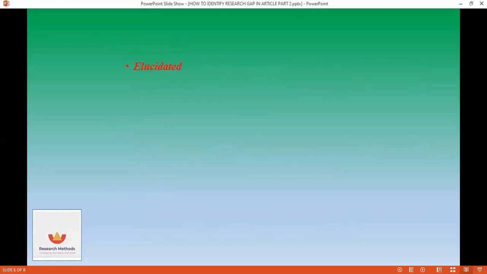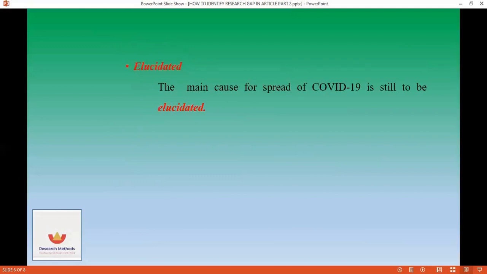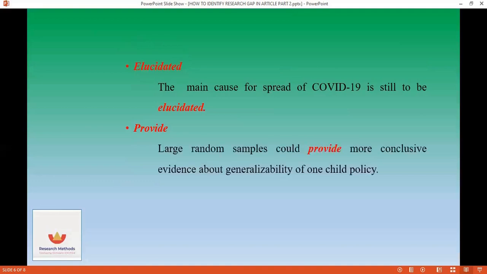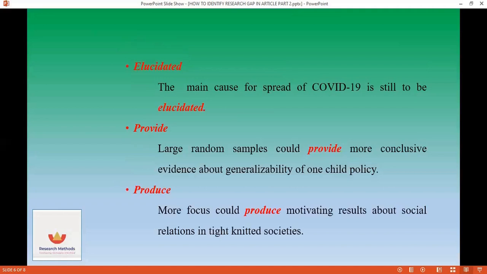The word "elucidated" is also used by some authors to report about the research gaps. A typical example may look like: the main cause or spread of COVID-19 is still to be elucidated. Sometimes the word "could" is also used to introduce the research gaps. Its example is: large random samples could provide more conclusive evidence about the generalizability of one-child policy. "Produce." More focus could produce motivating results about social relations in tight-knitted societies.